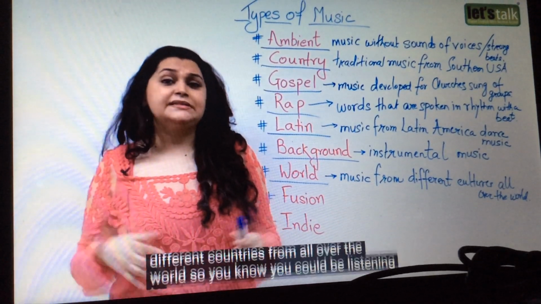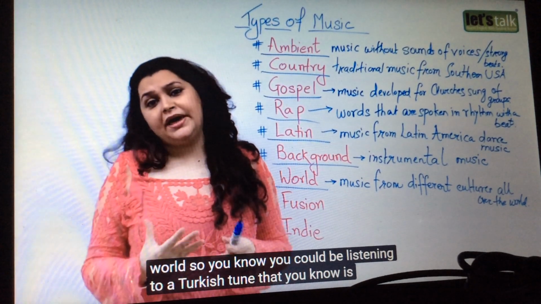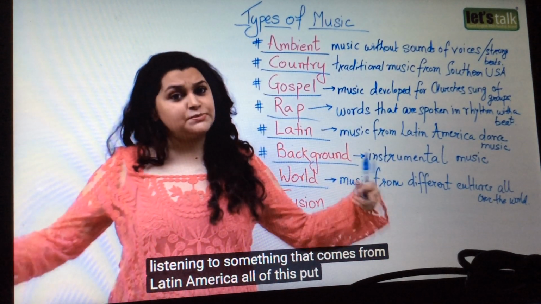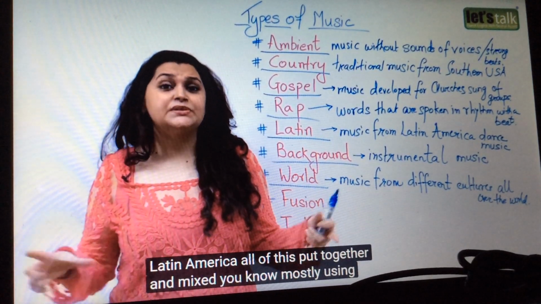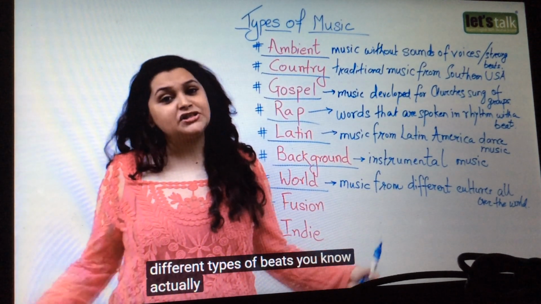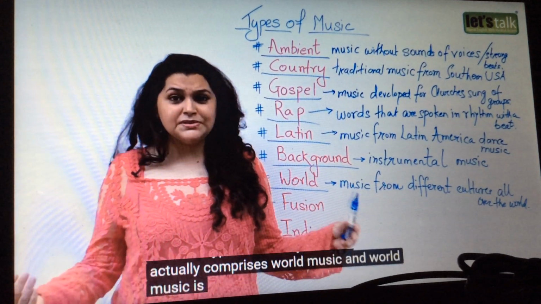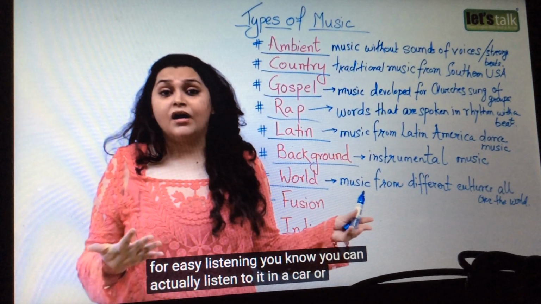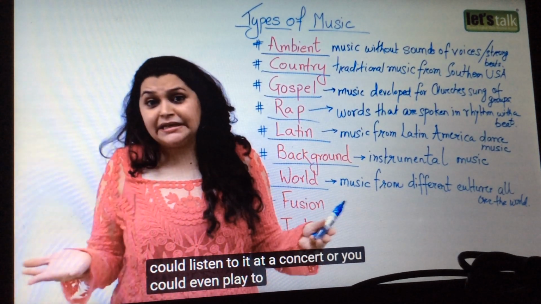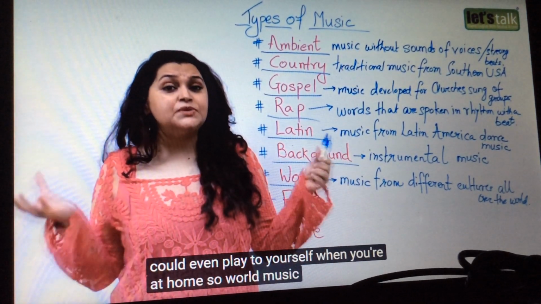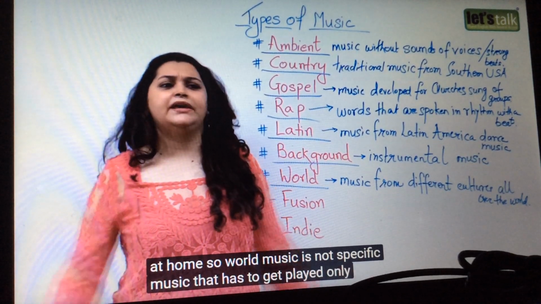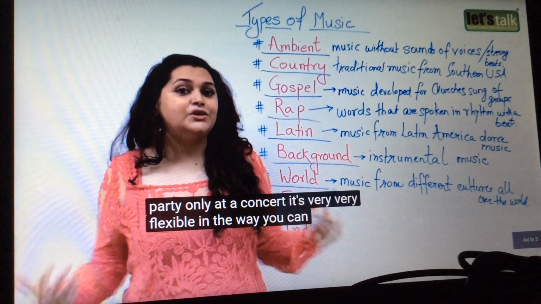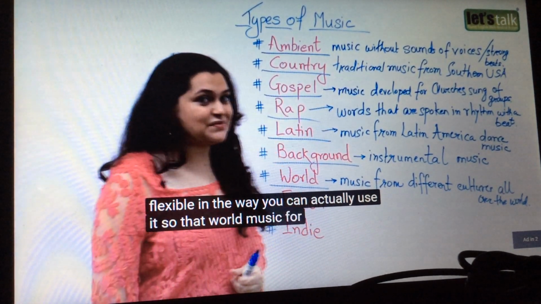So you could be listening to a Turkish tune that is playing, and then the next moment you're listening to something that comes from Latin America. All of this put together and mixed, mostly using certain different types of beats, actually comprises world music. And world music is actually music that is for easy listening. You can listen to it in a car, or at a concert, or you could even play it to yourself when you're at home. So world music is not specific music that has to get played only at a party or only at a concert. It's very, very flexible in the way you can use it. So that's world music for you.